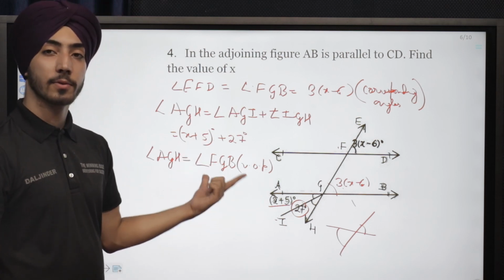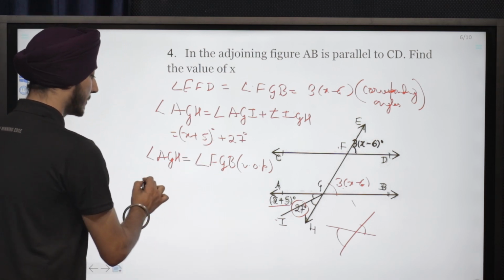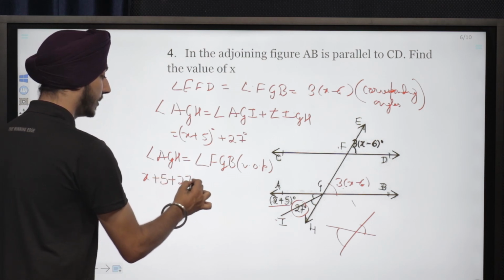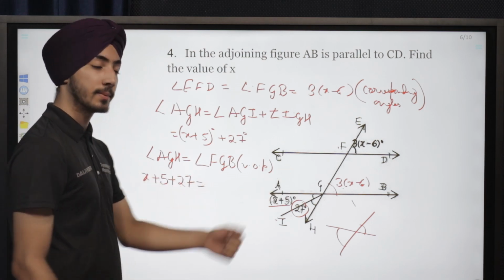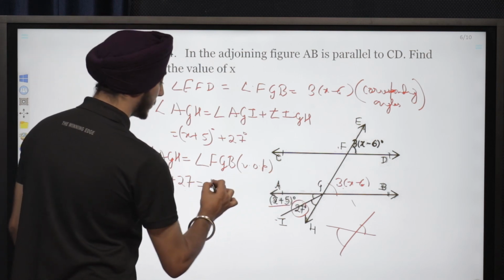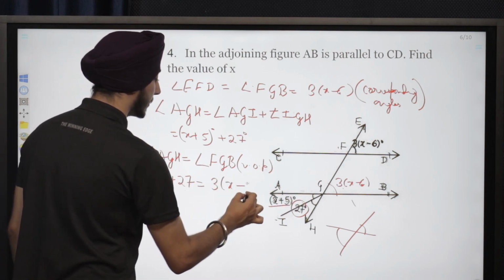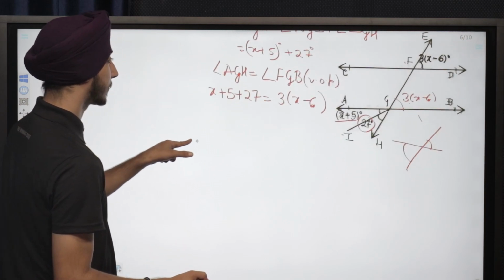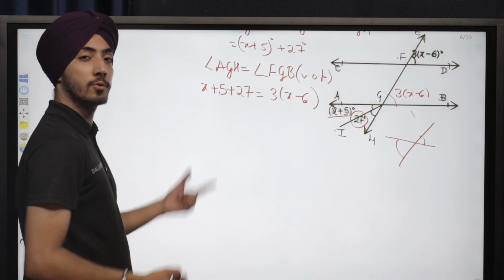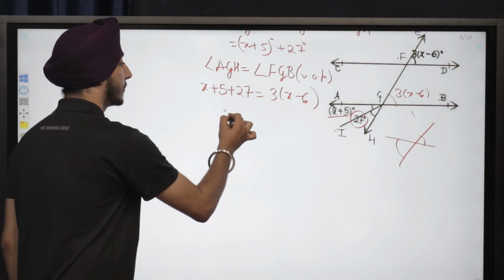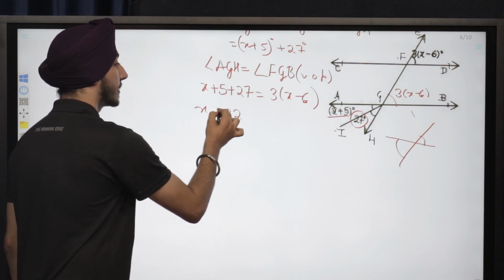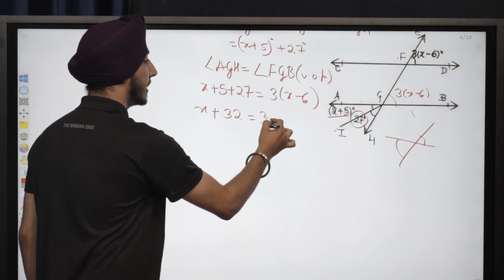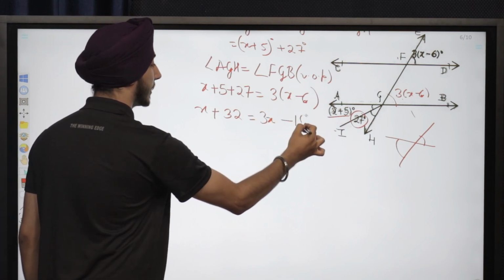Now let's put the values which we have found out. So this is x plus 5 plus 27, and this is how much? 3 times x minus 6. So let's write down here 3 times x minus 6. Now let's solve it. Now we'll add this up. 27 plus 5 will give you 32. So here we'll write down 32, x plus 32. And this is 3 into x will give us 3x. And 3 into minus 6 is minus 18.